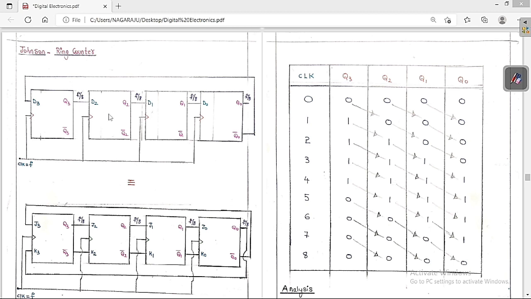So the number of flip flops is 4. So 2 into 4 is nothing but 8. So a total of 8 states are used. So F divided by the total number of used states in the Johnson counter, which is 2n, 2 into 4 is 8. So F by 8 is the frequency that we are going to get at each and every output. So this is the circuit diagram if you want to make the Johnson counter with the help of flip flops.